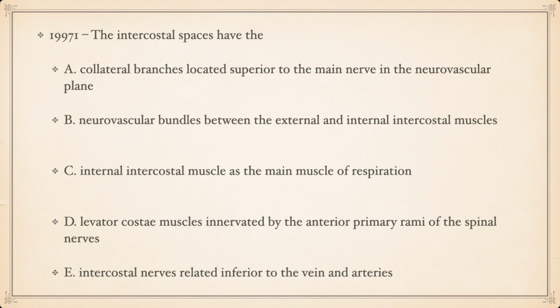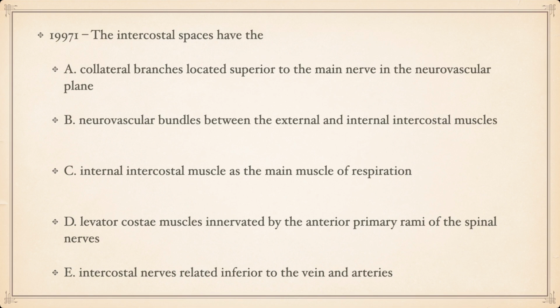The answer to this one, of course, is E. So going through them, A, collateral branches located superior to the main nerve in the neurovascular plane. We know that's incorrect. The collateral branch is on the inferior aspect of the intercostal space. B, neurovascular bundles between the external and internal intercostal muscles. We also know that that's incorrect. They're between the innermost and the internal intercostals.